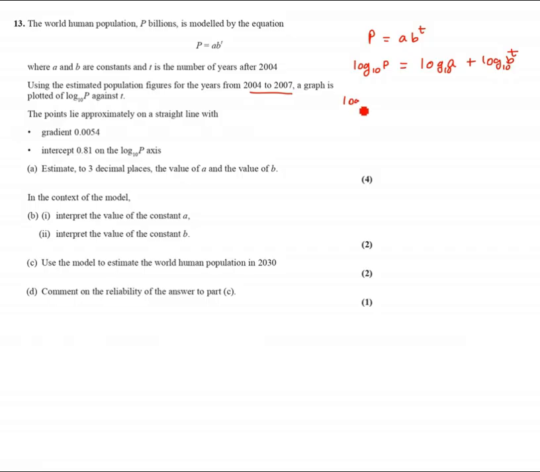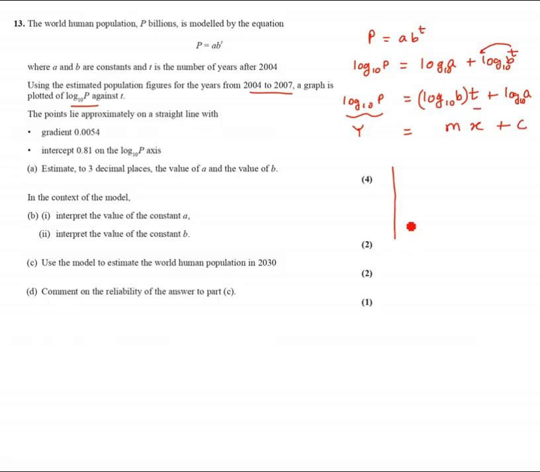So this becomes log p to the base 10 equals, let's take the t to the front. So you can write log 10 p equals t, so t will go to the front, plus log a to the base 10. Okay, so now if we plot the graph of log p versus t, we can say this is y equals mx plus c.